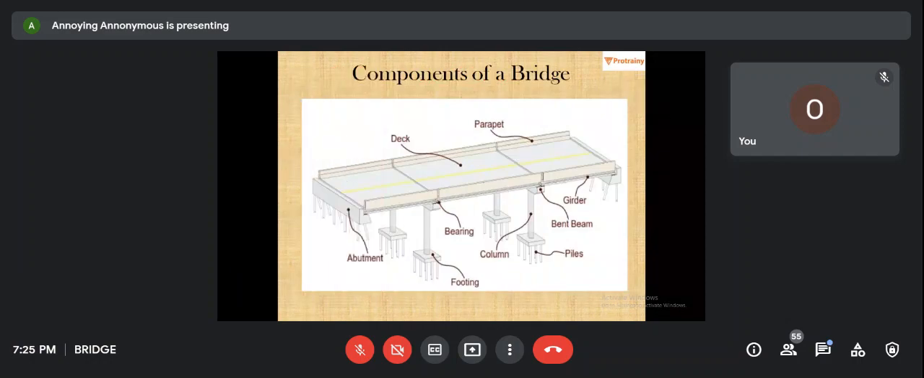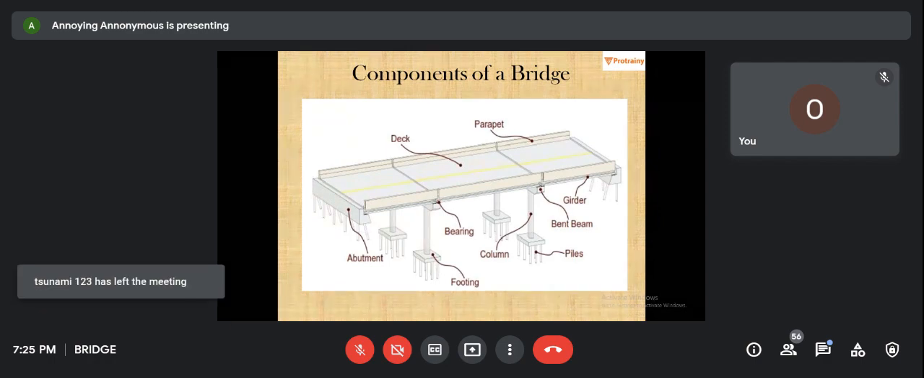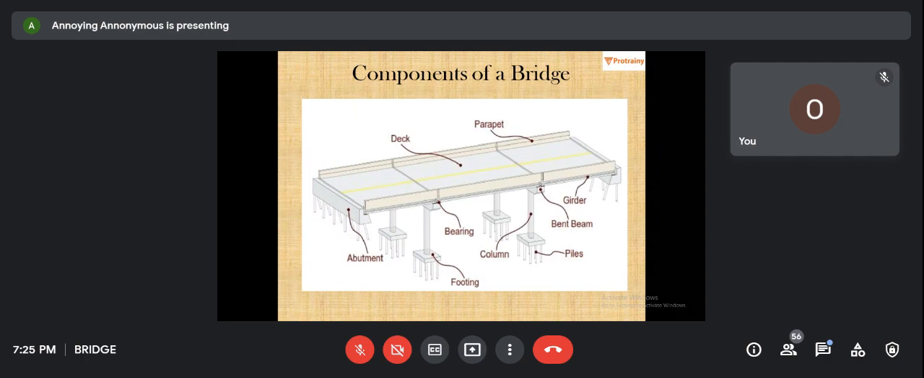So now let's move on to components of bridges. These are the main components of a bridge. Let's start from the bottom. First of all, what we have is footing. Of course, for any civil structure, we have to have footing. Footing can be in the form of piles, or if the river is not perennial, you can go for another type of footing. But in case of perennial rivers, it's always piles or caissons.